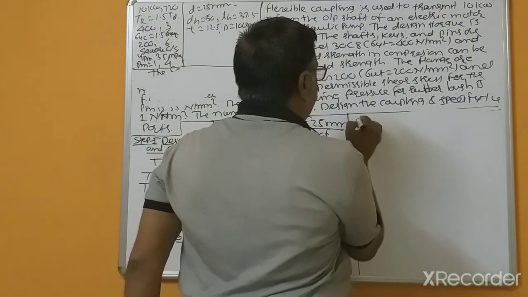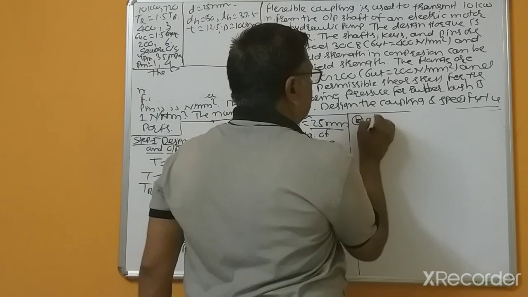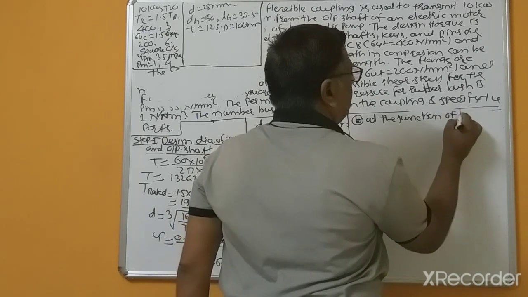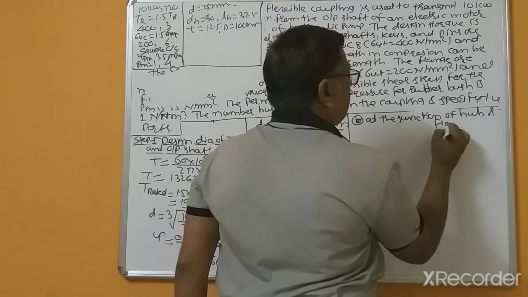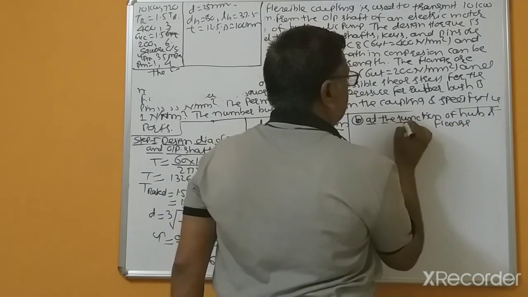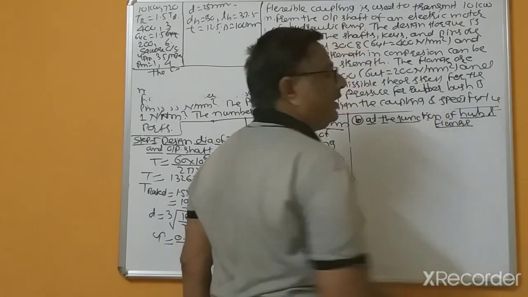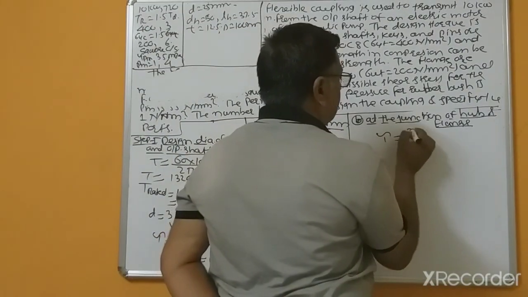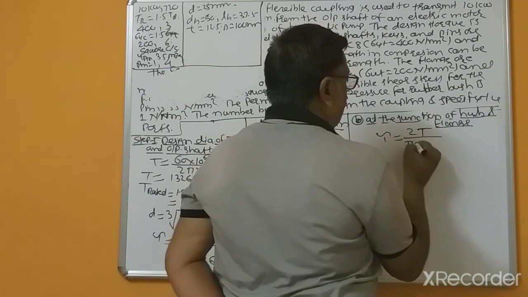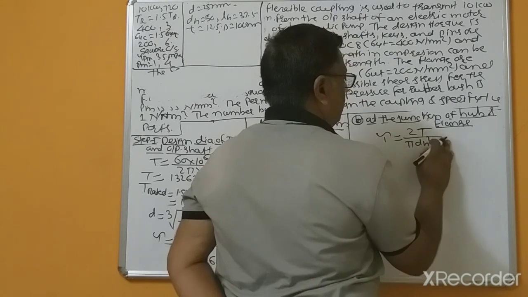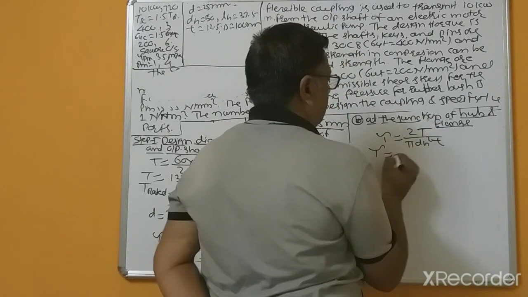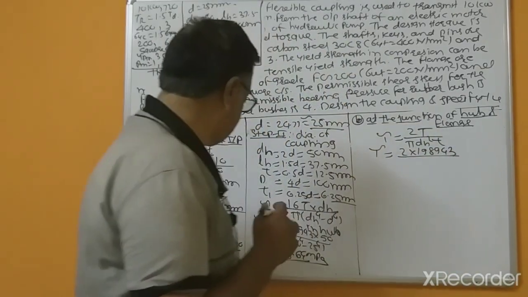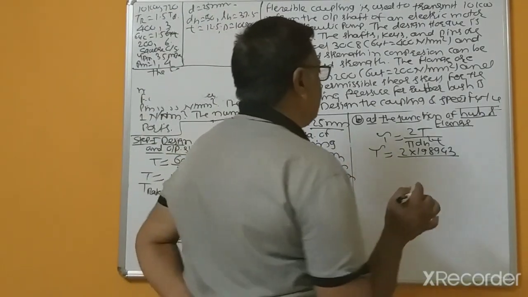Now B, at the junction of hub and flange. Here's the formula: tau equal to 2T divided by pi d h square, multiplied by, sorry, this is small t, 198943, and this is for checking purposes, so that's why data is not required.